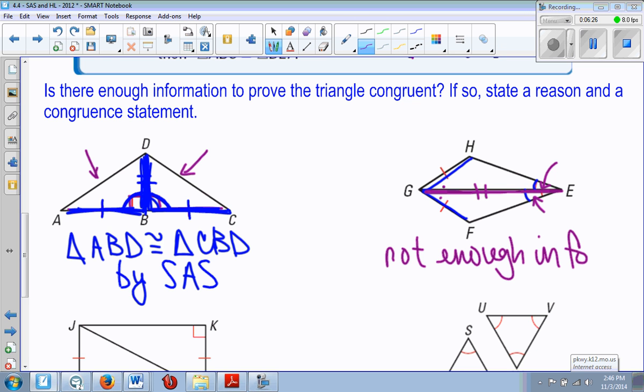Something to keep in mind. Someone in class asked the other day, is side-side angle a congruence theorem that we're going to talk about? And the answer to that question is no. That is never going to be a reason for congruent triangles. In order to use two sides and an angle, it has to be an included angle. So that's why it has to be written as side angle side, not side-side angle.